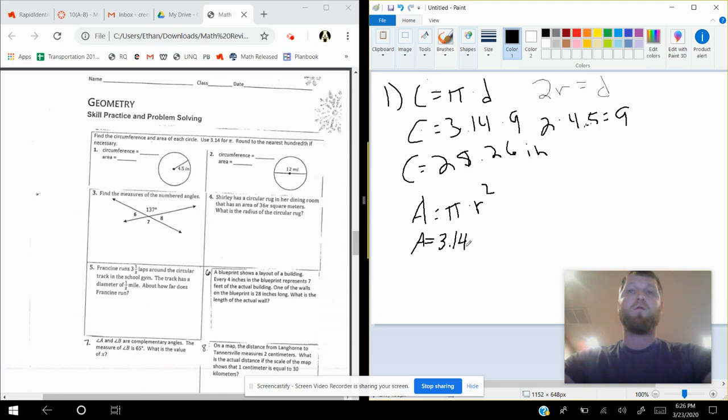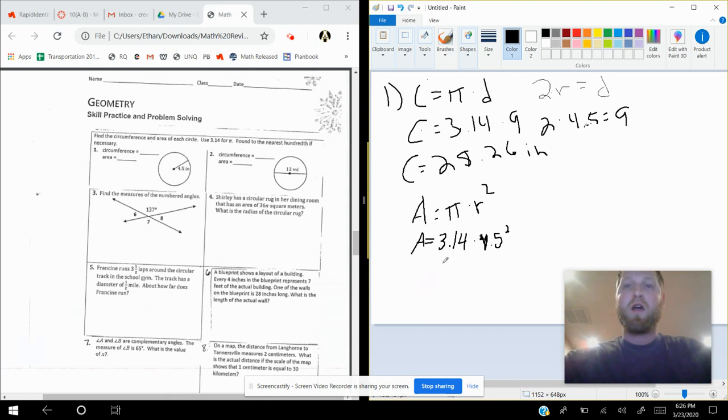3.14 times 4.5 squared. Okay, that is a 4. There we go. All right, so take a calculator. What I would do here, I would go ahead and figure out what 4.5 squared is. So I'm going to do 4.5 times 4.5. And that is going to be 20.25.